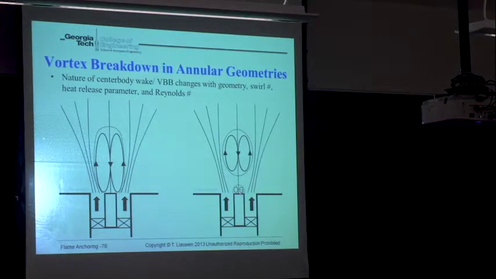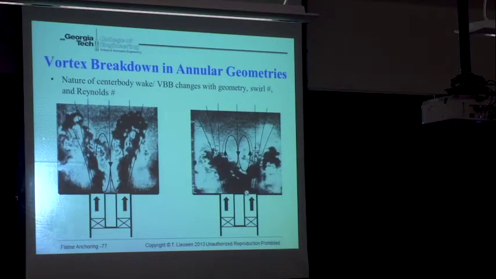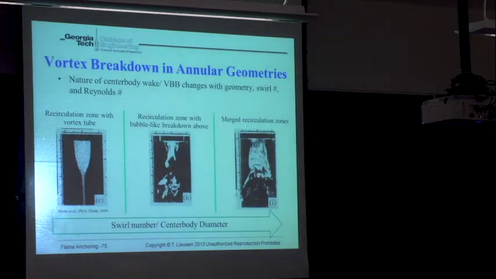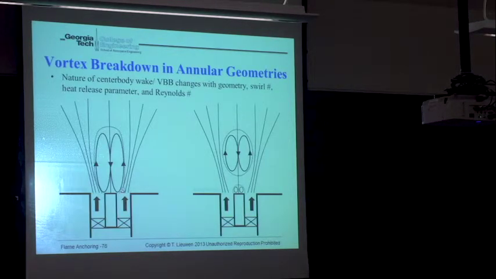For example, this picture right here is an image of what's happening in that previous slide. You have a wake behind the center body, and you have this region right here. There is actually a low velocity region in the flow where the flame could stabilize. If you make your center body big enough, these two structures merge, and you just get one single big recirculation zone, which is what I've drawn here. That's what I've tried to schematically illustrate here.